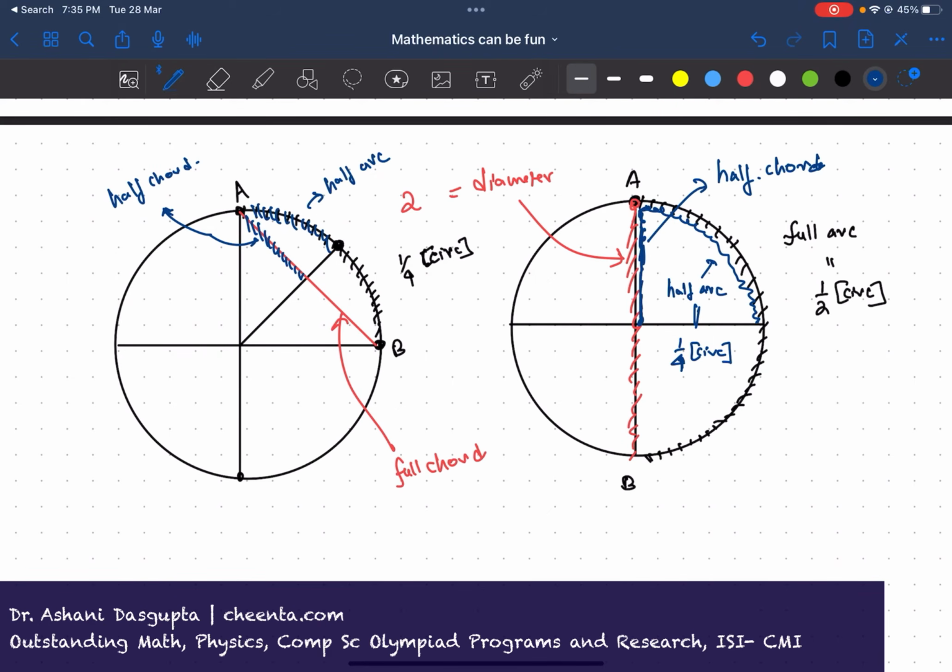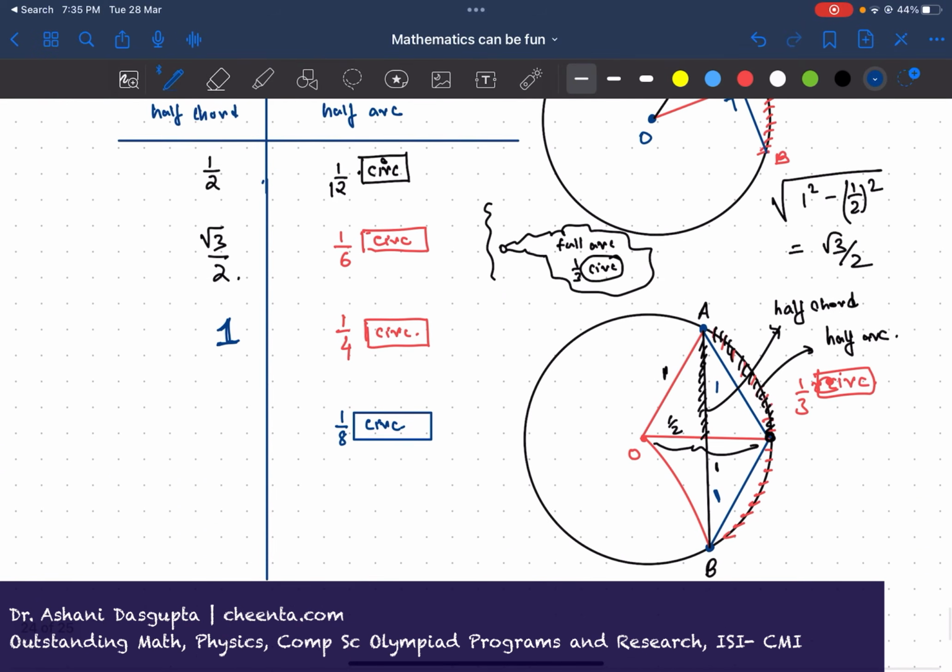Again, we can use Pythagoras theorem. If this is 1 and this is 1, then AB is square root of 1 square plus 1 square, which is square root of 2. And AT, the half chord, is just half of that. So AT is simply square root of 2 over 2 or 1 by square root of 2. So that is my half chord, 1 by square root of 2.